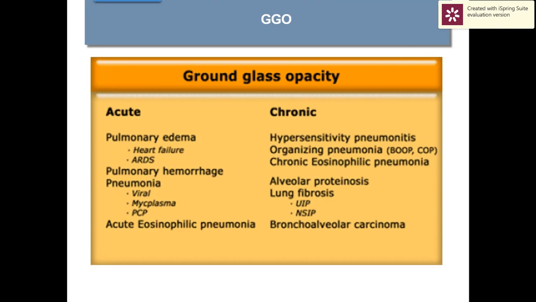Heart failure can present with GGOs, pulmonary hemorrhage, pneumonia, viral, mycoplasma, acute eosinophilic pneumonia. HP can present with GGOs, alveolar proteinosis and lung fibrosis with sometimes bronchoalveolar carcinoma.